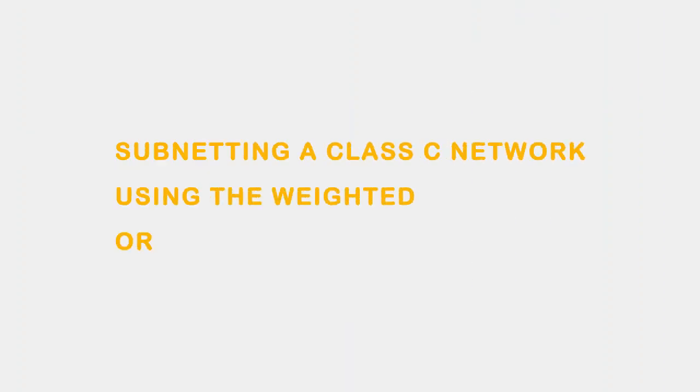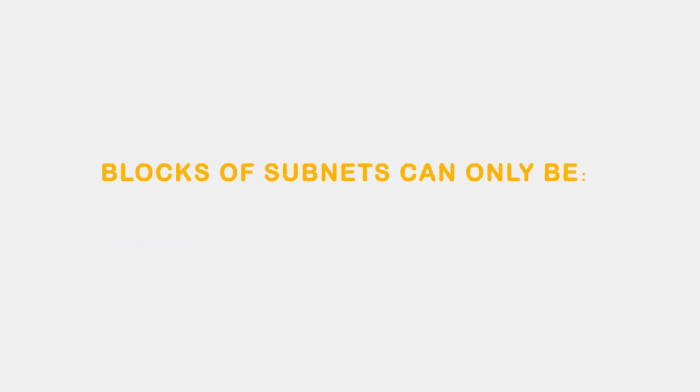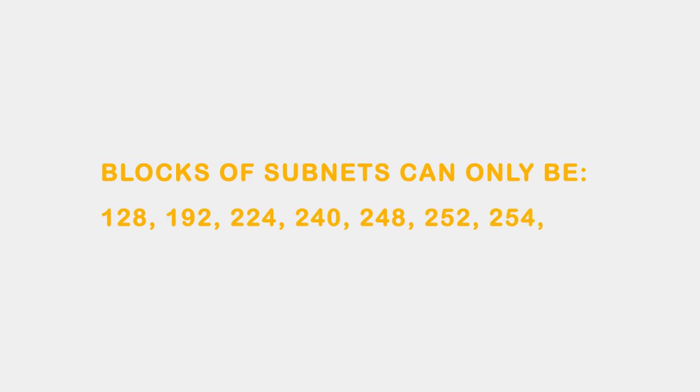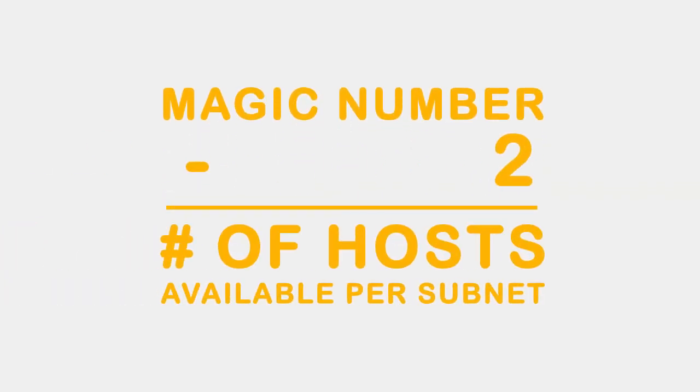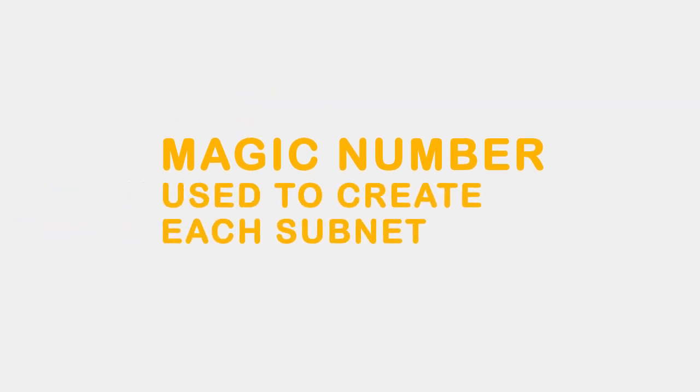In conclusion, we went over how to subnet a Class C network using the graphical or weighted method. The blocks of subnets can only be 128, 192, 224, 240, 248, 252, 254, and 255. By subtracting the subnet from 256, you get the magic number. The magic number minus 2 is the number of hosts available per subnet. The magic number is used to create each subnet.